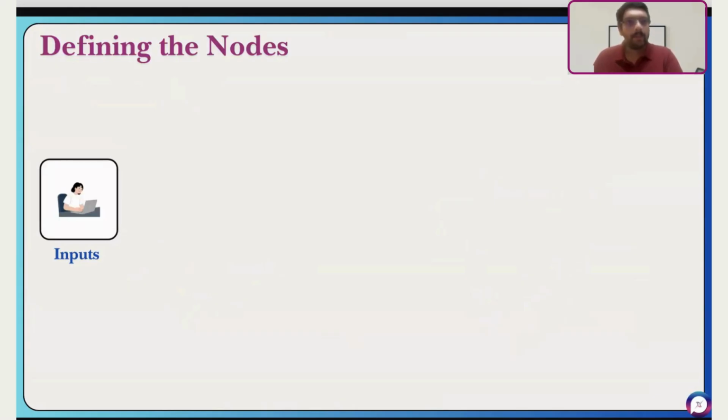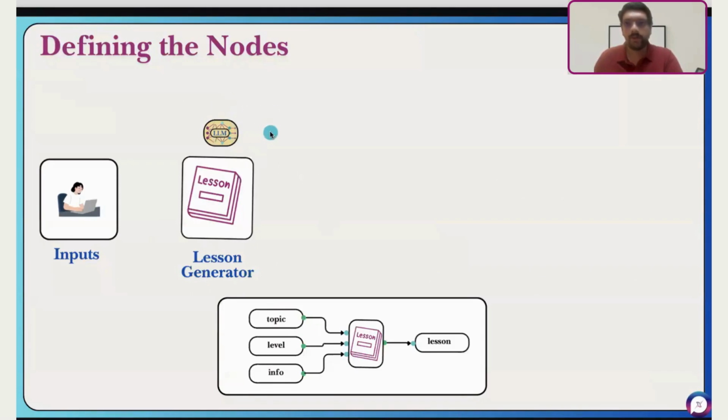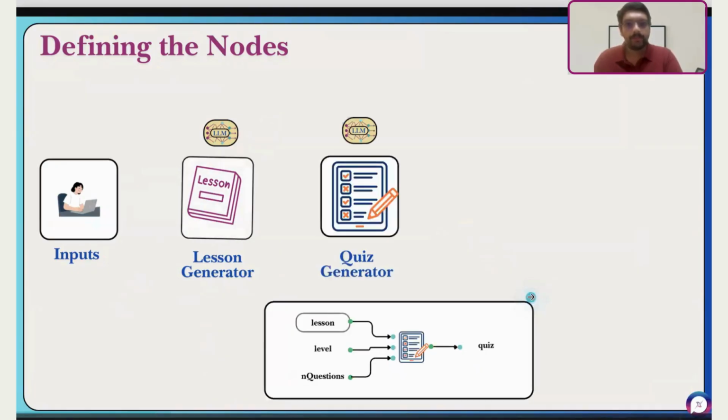So let's start by setting up our workflow. As we know, workflows consist of nodes, and then you have to define the connections between the nodes. So we have our inputs coming in, and then the first node uses an LLM. So it's an LLM powered node, a lesson generator, which takes in topic, level, and any extra information you want to give the LLM. And what it is supposed to give you is the lesson. So we're first creating a lesson from the topic and the info. And so these three will obviously then be inputs, right?